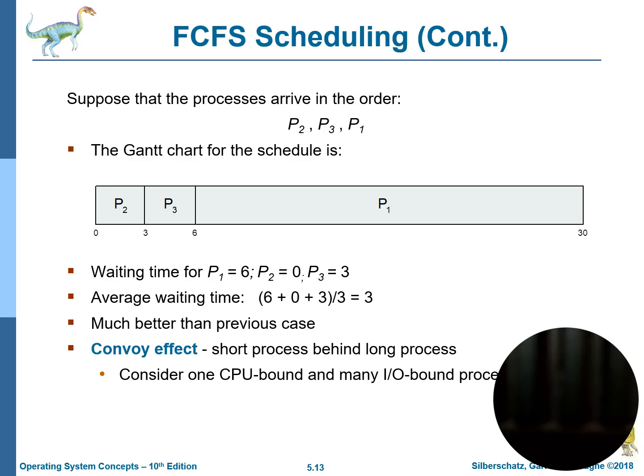So look at what is happening. The waiting time for process 1 is 6 seconds. The waiting time for process 2 is 0. The waiting time for process 3 is 3. So the average waiting time, look at what is now happening. The average waiting time is now 3.